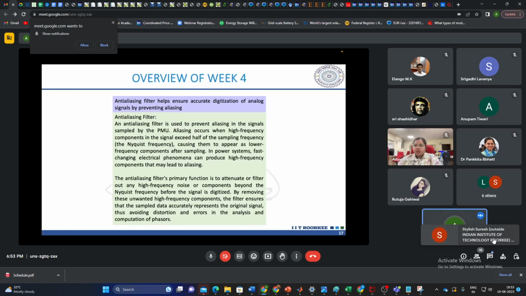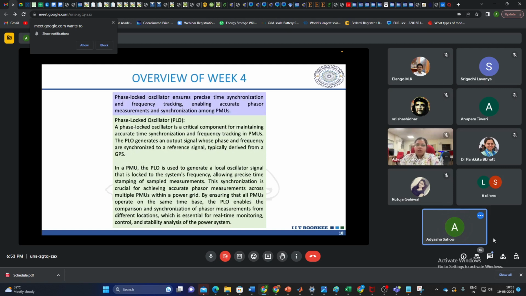So this is the primary function of anti-aliasing filters: to remove these unwanted high frequency components. Then we had the phase lock oscillator. Basically, it is for the time synchronization process. It will receive the signal from the GPS and log this in the PMUs so that we can have time stamping.